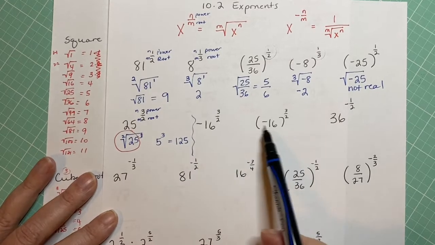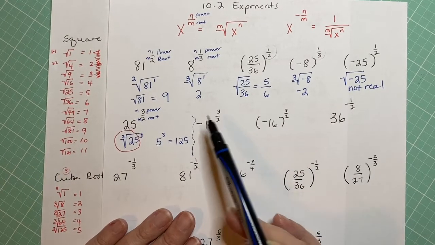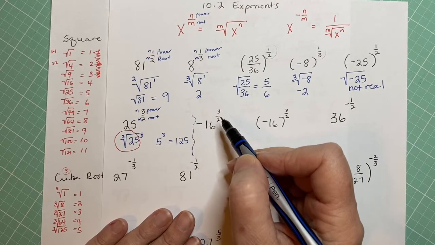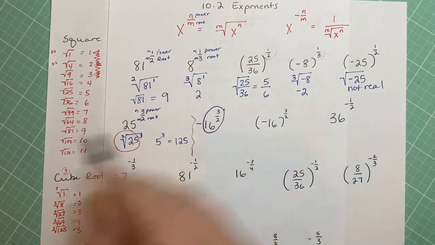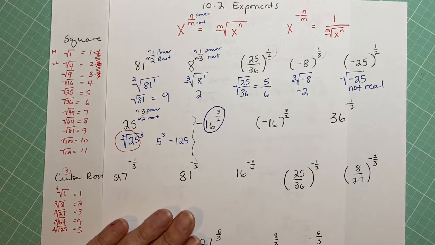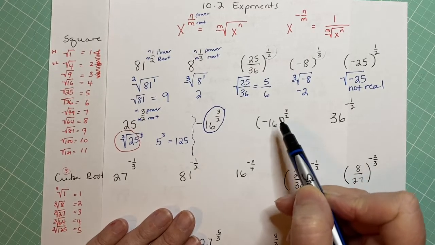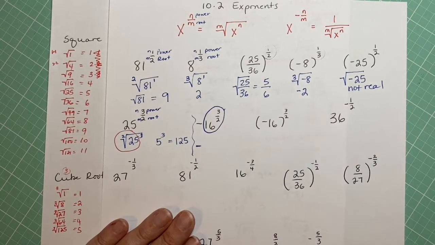Now let's look at these two. They're the same problem, just one has parentheses and one doesn't. So one of the biggest mistakes people make is when you have a negative out here, they use it for this exponent. But when you have an exponent, it only goes to the number right beside it. It only uses that negative if it's in parentheses. So this one, the whole thing would go inside. This one, it would not. The negative stays outside.